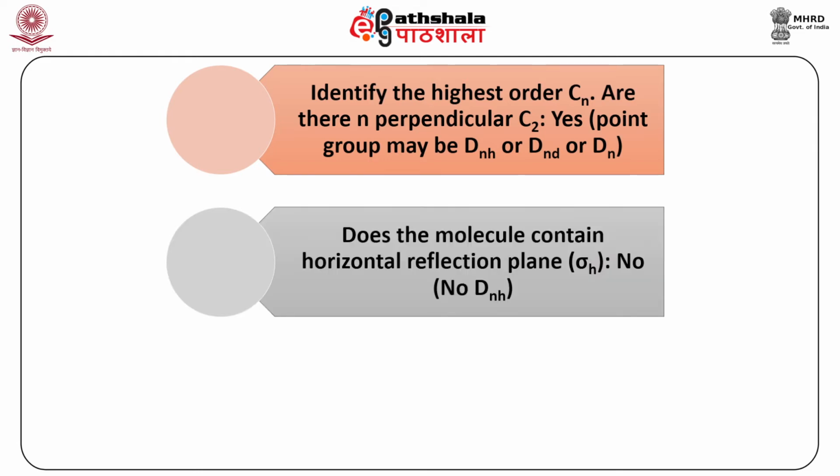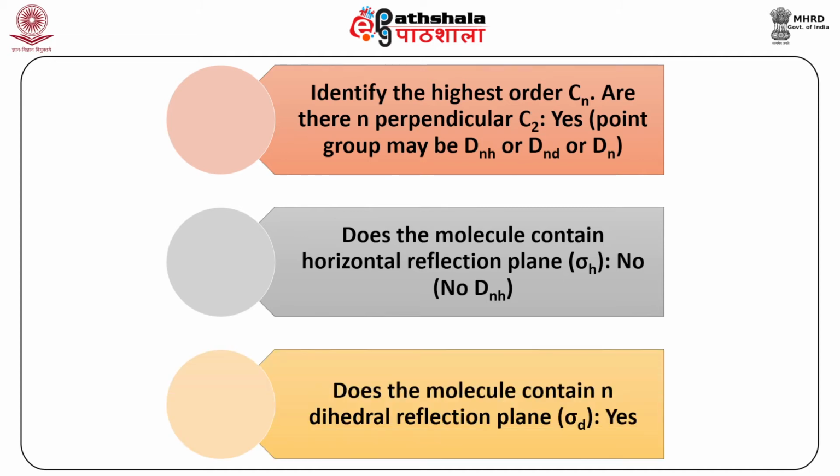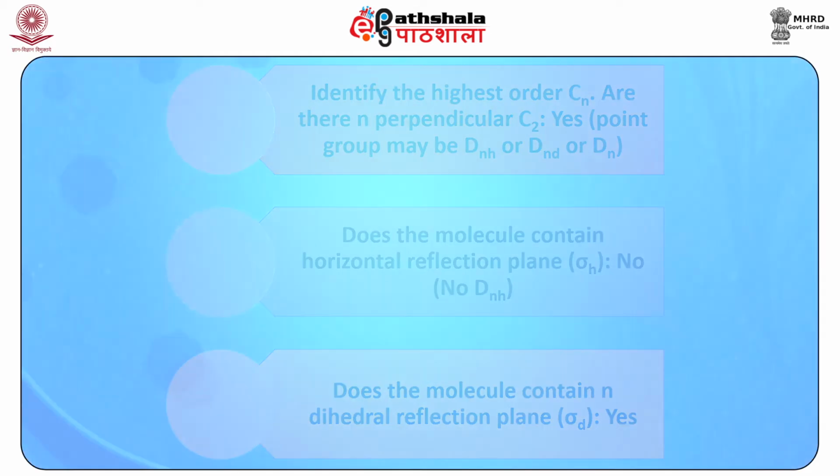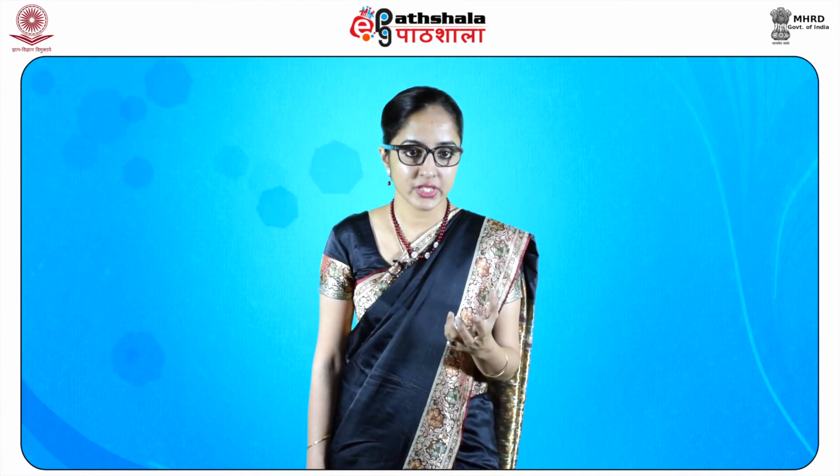The next question is, does the molecule contain a horizontal reflection plane denoted as sigma h? Obviously, it does not contain a horizontal reflection plane. So, no Dnh. So, out of the possibilities of Dnh point group, Dnd point group or Dn point group, Dnh point group is basically ruled out. Does the molecule contain n dihedral reflection planes? Yes, it does. So, sigma d element of symmetry. So, the point group obviously will become D2d. Thus, the point group in allenes will be D2d.